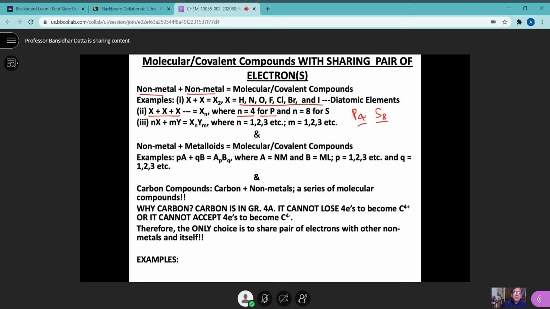Not too many of these are known, but P exists as P4, just like the diatomic elements hydrogen, oxygen, fluorine, chlorine, bromine, iodine, which exist as 2 atoms. Phosphorus is tetra, 4, and sulfur is octa, 8. Those are the same atoms together, the simple ones. Let's go to a little more complex one. If you have X and Y, these are the coefficient numbers, n equals 1, 2, 3, 4, m equals 1, 2, 3, etc. That makes XnYm. So that's a molecular compound.